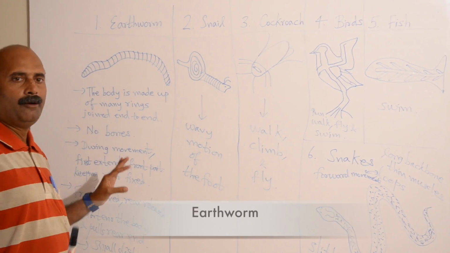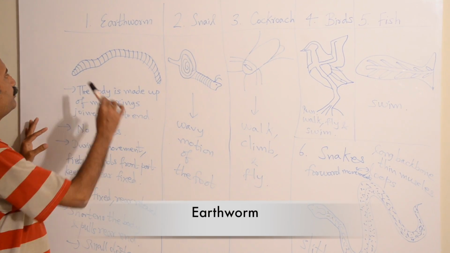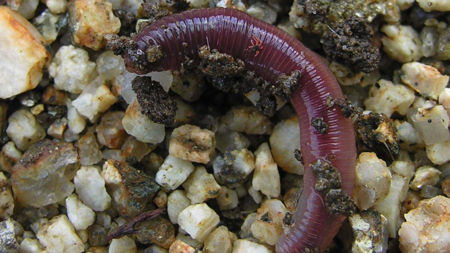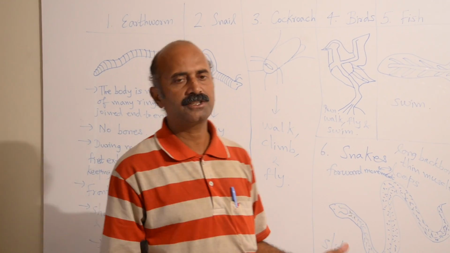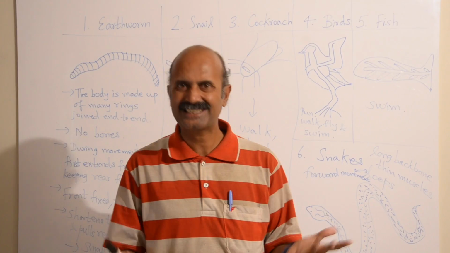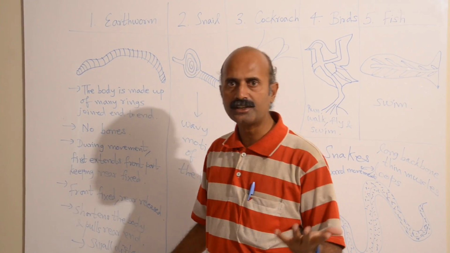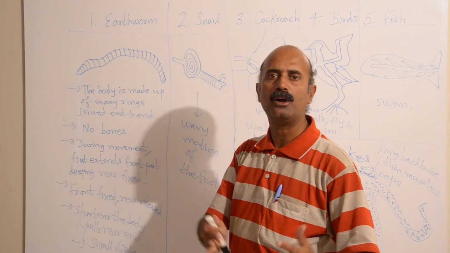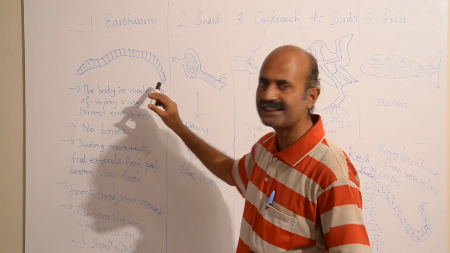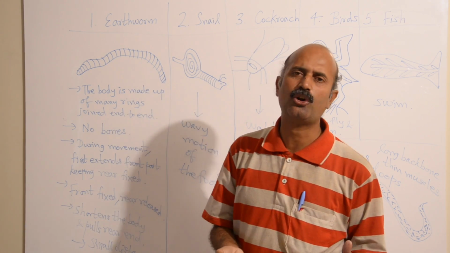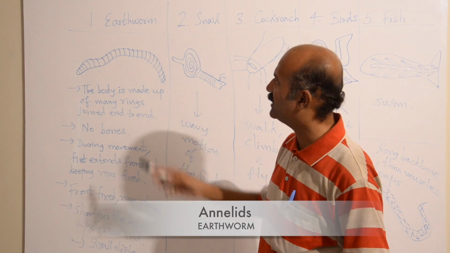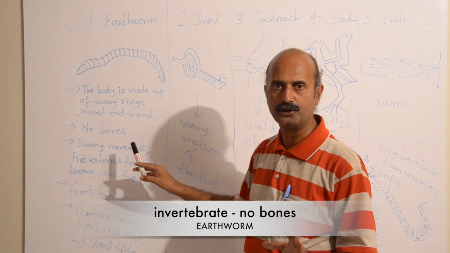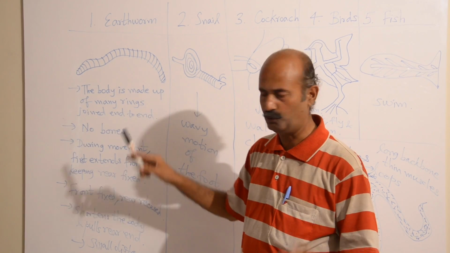If you look at an earthworm, an earthworm's body is made up of many rings, joined end to end. We all have seen earthworms, which are sometimes called the farmer's best friend. So how does an earthworm look? It looks like a small worm. It can be small, it can be large. It's an insect. It comes under a category called annelids. The key thing is, it's an invertebrate. It does not have a backbone. It has no bones, only tissues.